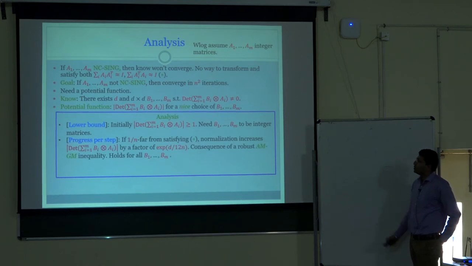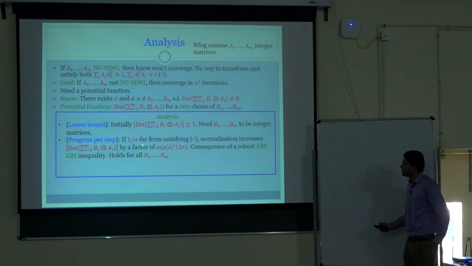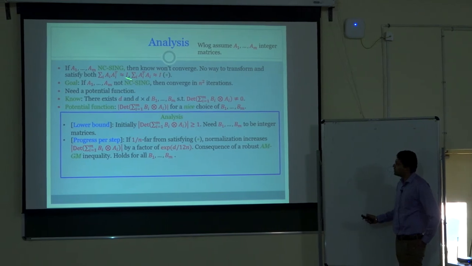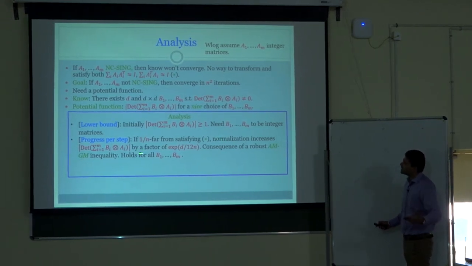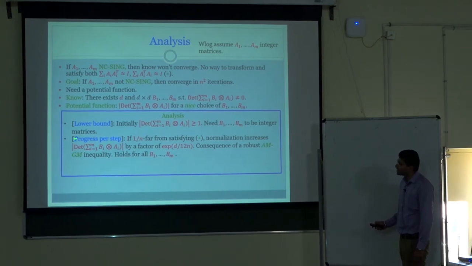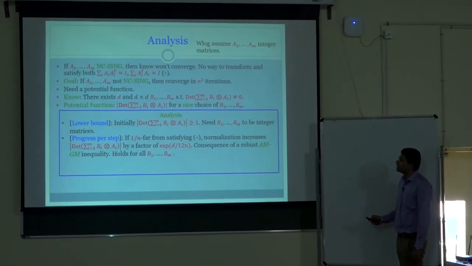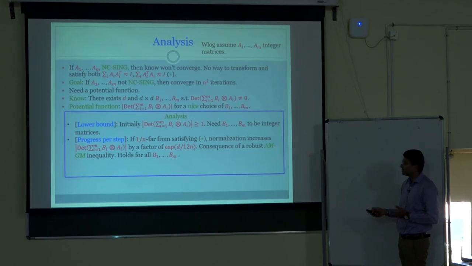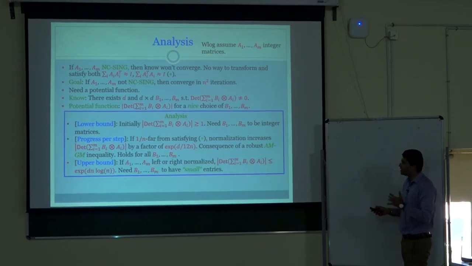And then there's a step which, again similar to the matrix scaling analysis, where we prove that if you are far enough from satisfying these two doubly stochastic conditions, then the normalization will increase this potential function by some factor, an exponential of d over n. It doesn't matter what it is. Okay. So this is just a consequence of an AM-GM kind of inequality. And in fact, we show that this holds for all b. So what is important here is that this potential function is easy to analyze when you apply the algorithm. Basically, some kind of determinant will factor out, as happened for the matrix scaling problem. So this works for all b1 to bm, and then there's an upper bound.